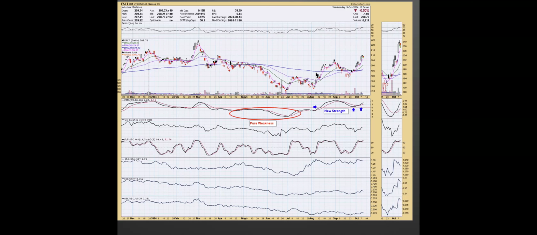The fact that price was below the 200-day EMA also was a sign that we had pure weakness, that even though we were getting this crossover buy signal, price was beneath the 200-day EMA. So there was still a lot of weakness in price, and we had to be very careful.